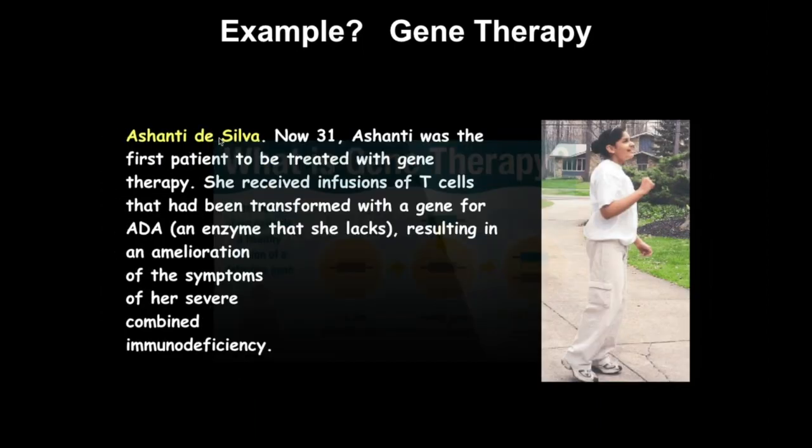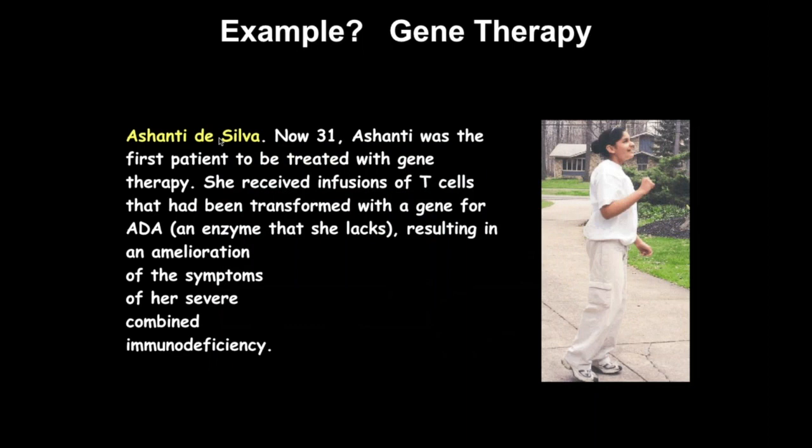The initial attempts to do this, which took place about 20 years ago, were successful. So the young girl you see in this photo, Ashanthi DeSilva, is now 31. She was the very first patient ever in the history of the world to be treated with gene therapy. She had a disease called SCID, severe combined immunodeficiency. She was born without a functioning immune system. She had to live her life in a bubble when she was a little kid to keep from getting sick.